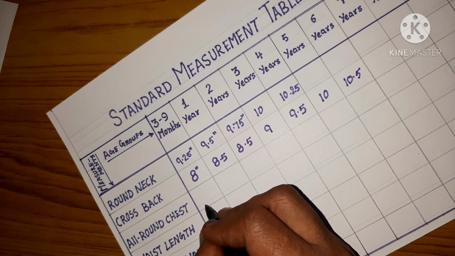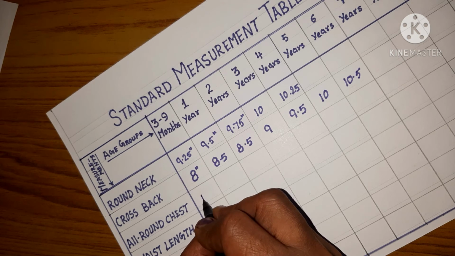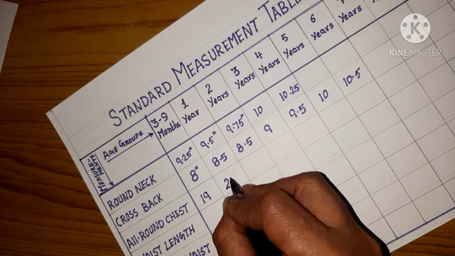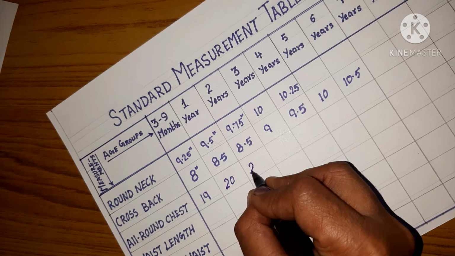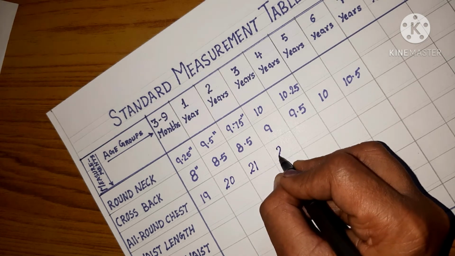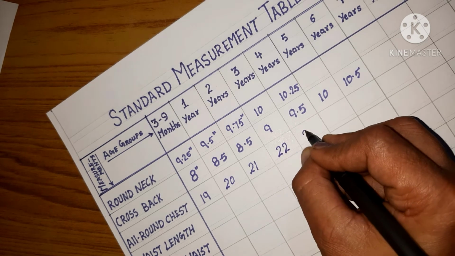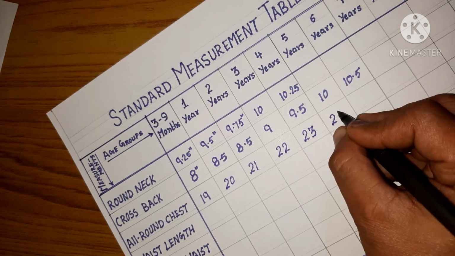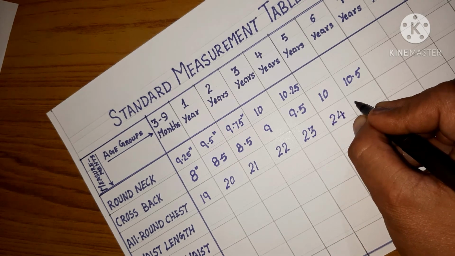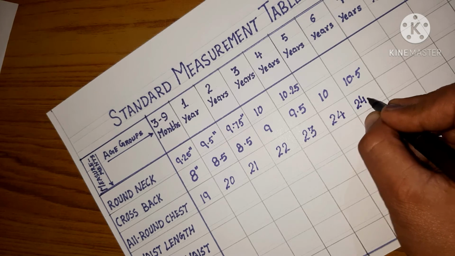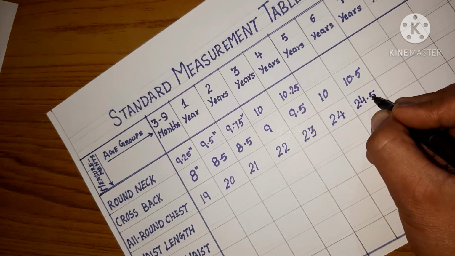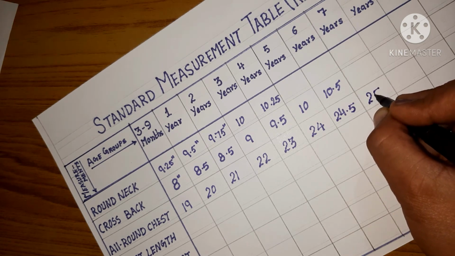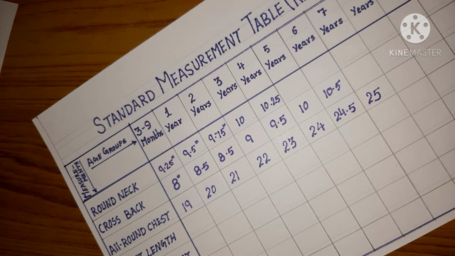Then all round chest. All round chest generally increases by 1 inch with age. Here it is 19, 20, 21, 22, 23, 24, here it would be 24.5, then 25, 26, 27, 28 and so on.